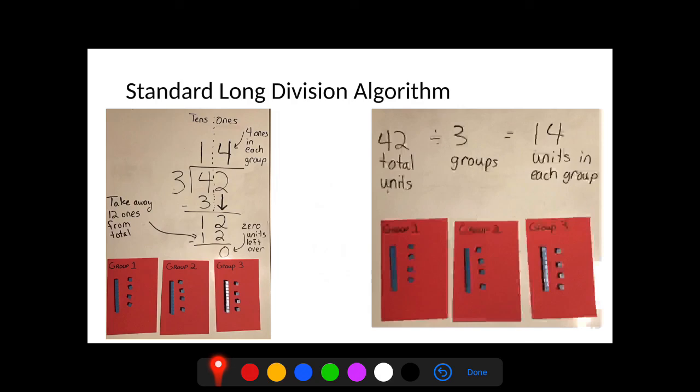So with this algorithm, place value is key. It's really important that we line up our tens with our tens, our ones with our ones, and we can interpret that to mean the number of tens in each group, the number of ones in each group. This would work if we had hundreds. This would work if we had tenths. We could keep distributing into our equal groups.